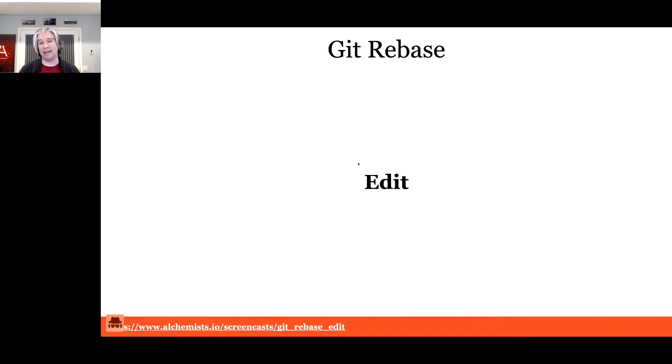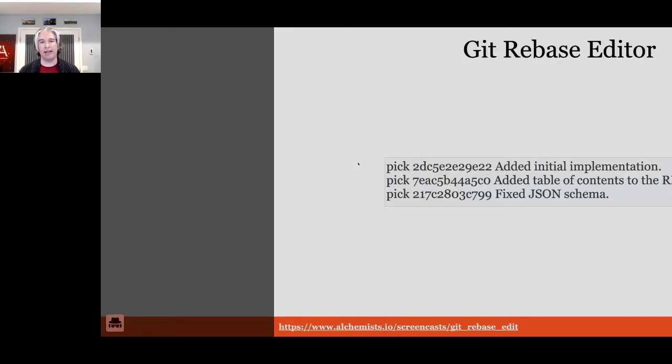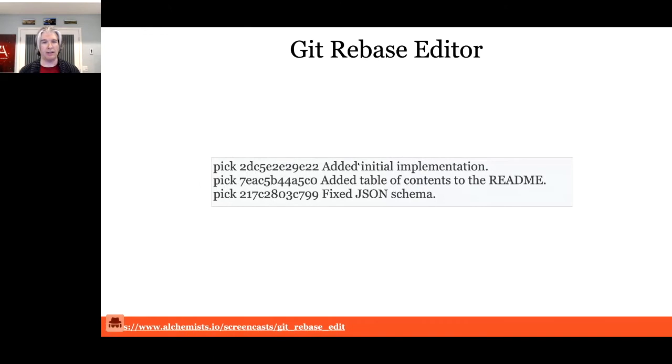The next command is edit. This one's a little trickier. I can't show you all of it, but I will give you kind of a high-level overview. It works the same way as all the other commands, right? You'll pick one of the commits that you want to edit. You'll change that to edit. And then what's going to happen is the Git Rebase Editor is going to halt at that commit.